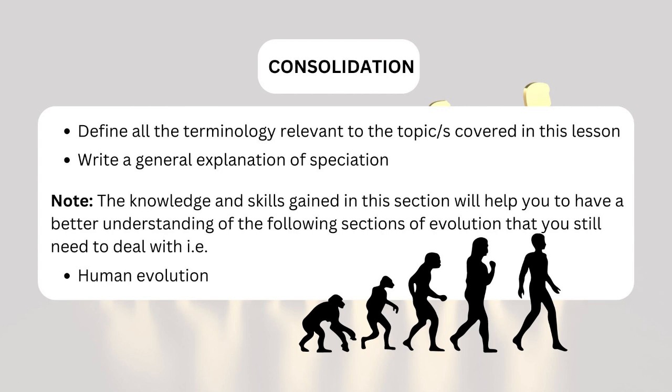Consolidation. Define all the terminology relevant to the topic covered in this lesson. Write a general explanation of speciation. Apply your general knowledge of speciation on any other examples/scenarios. Note, the knowledge and skills gained in this section will help you to have a better understanding of the following sections of evolution that you still need to deal with, i.e., human evolution.